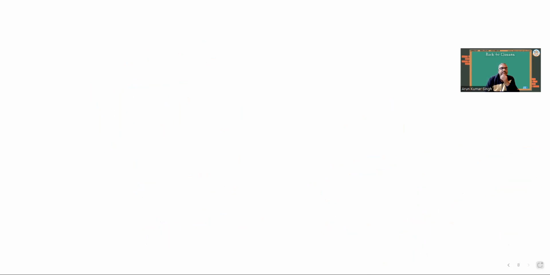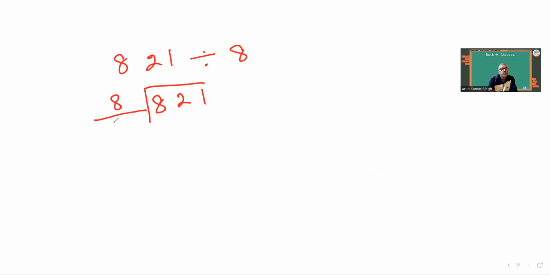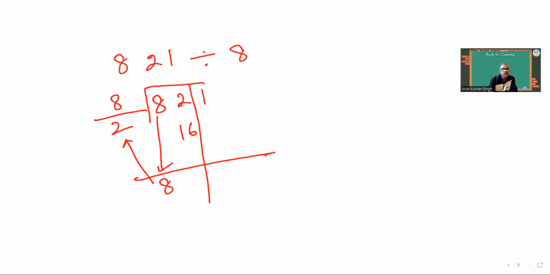Let's see one more sum, the last sum, and that is, suppose here 821 divided by 8. Suppose I have to do this. So here 821 is there. The Nikhilam of 8 is 2. So now you see here, 8 is coming down. So 8 twos are 16. So 16 will be added here. So 2 plus 16 is 18. So 8 twos are 16 again.